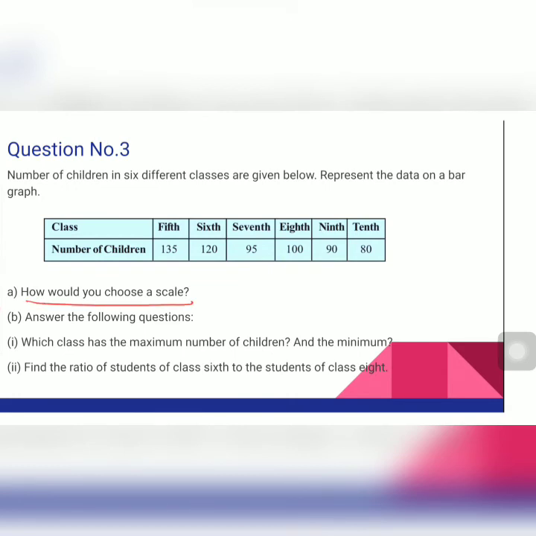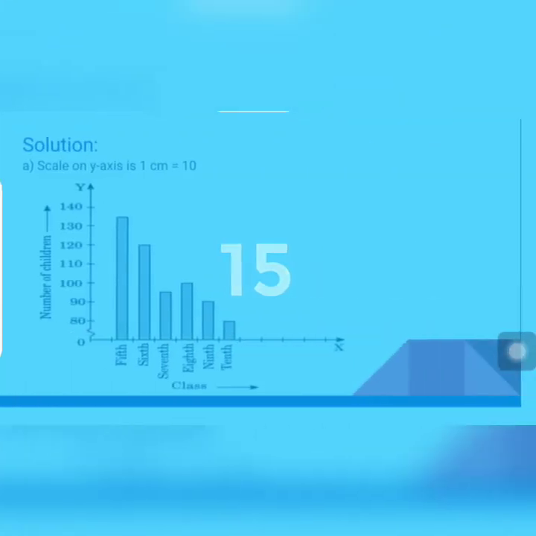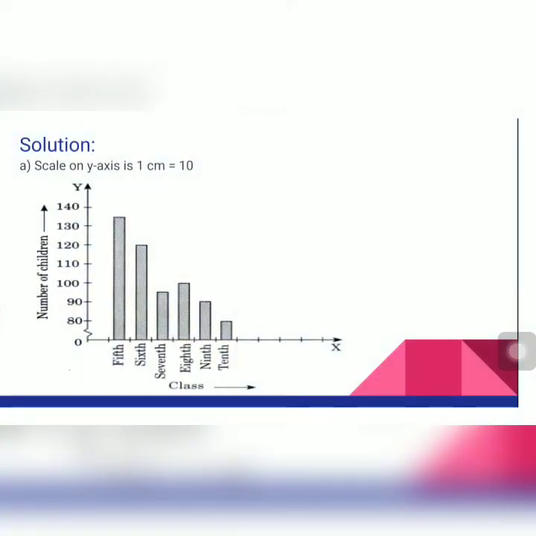So first of all, how would you choose the scale? So definitely we have to analyze what kind of data has been provided to us. So we can see that the data is varying from 80 to 135. So in the multiples of 5 or in the multiples of 10 we can choose the scale. So we are choosing the scale on the y-axis as 1 unit equals 10 children.